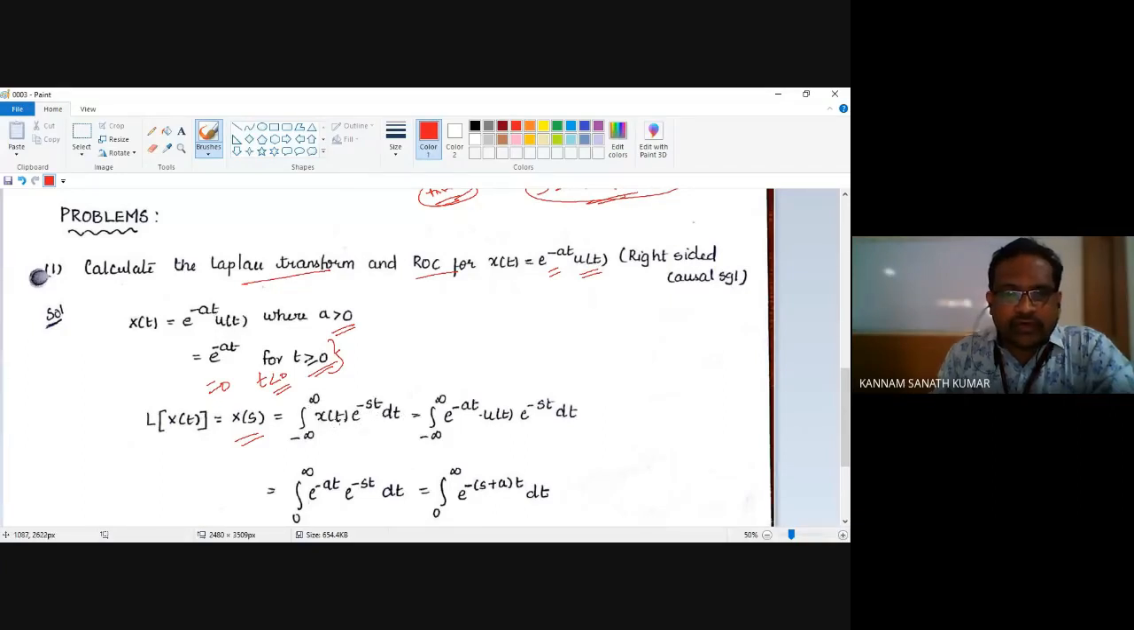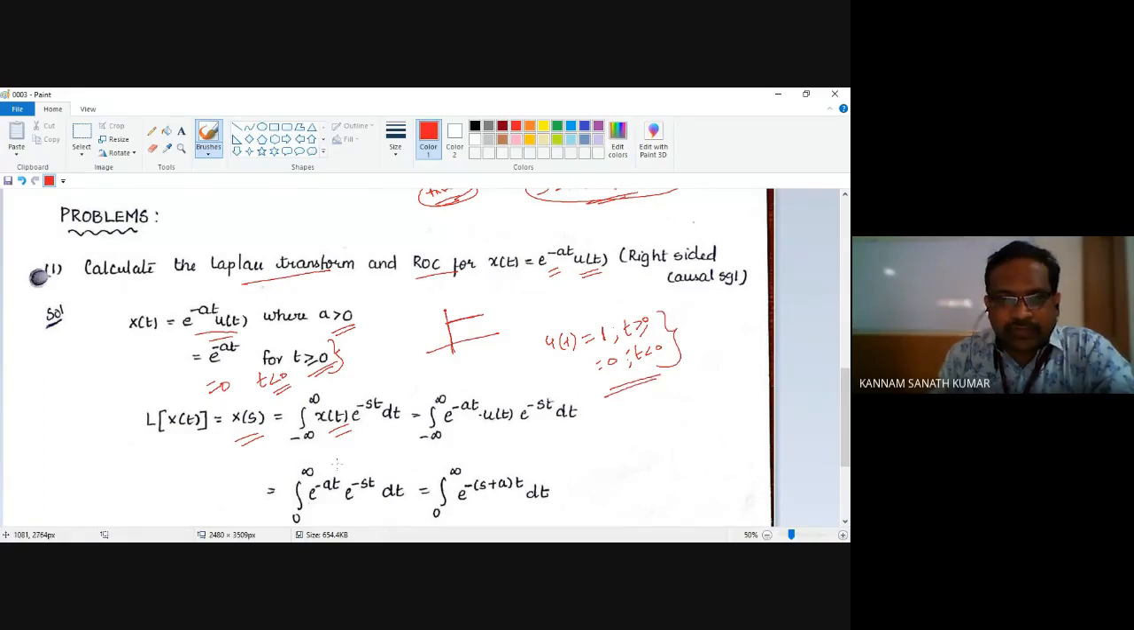So what is x(t)? You substitute this one: x(t) equals e^(-at) u(t), into e^(-st) dt. Next, as you know, u(t) equals what? If you define the unit step signal, u(t) equals 1 for t greater than or equal to 0 and 0 for t less than 0. So this is the definition of u(t).